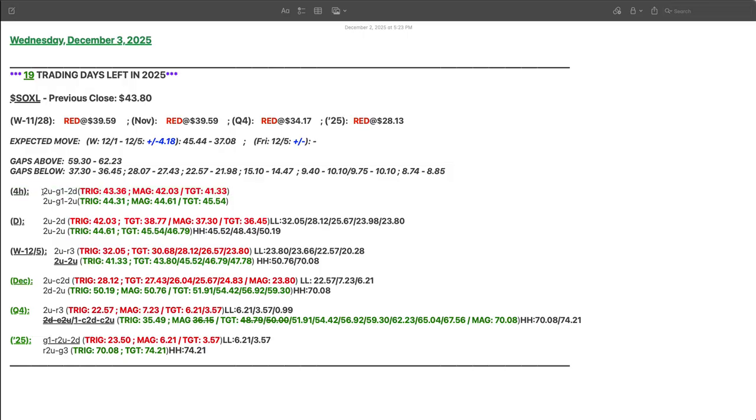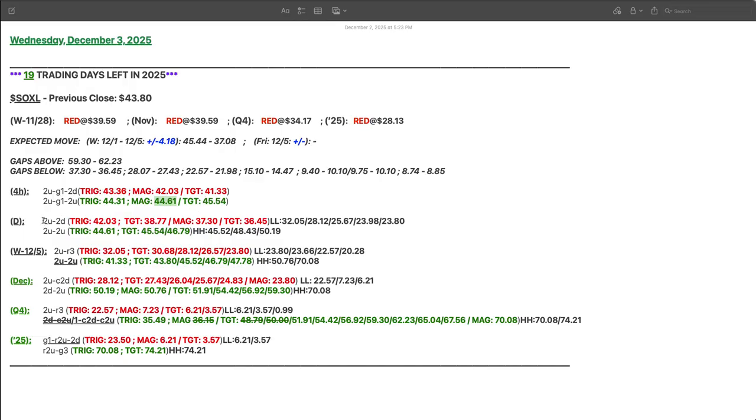Looking at the 4-hour chart, if we go to the downside, it's a 2-1-2 down reversal, triggering at 43.36 with the magnitude of 42.03. And if we do break 42.03, we've got an extended target of 41.33 listed here. To the upside, we've got a 2-1-2 up, again triggering at 43.31. Not a lot of magnitude there, giving us 44.61 and the extended target of 45.54.